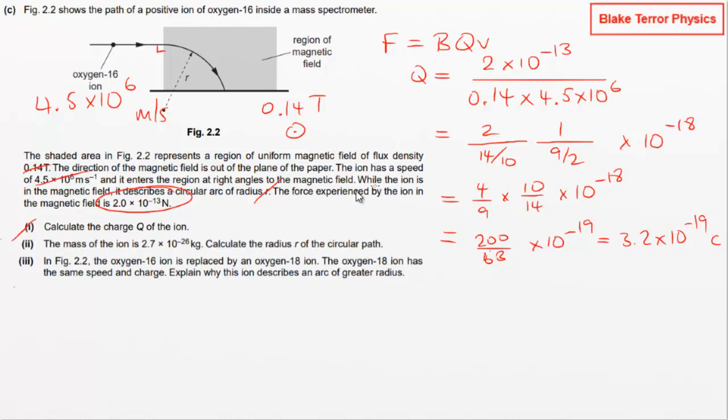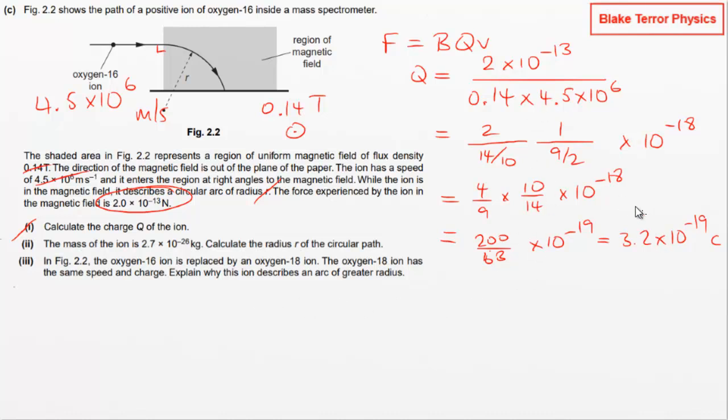That's why I didn't jump to the calculator, because we're going to get a multiple of 1.6. I just needed to see what it was. Mass of the ion is 2.7 times 10 to the minus 26. Calculate the radius r of the circular path.